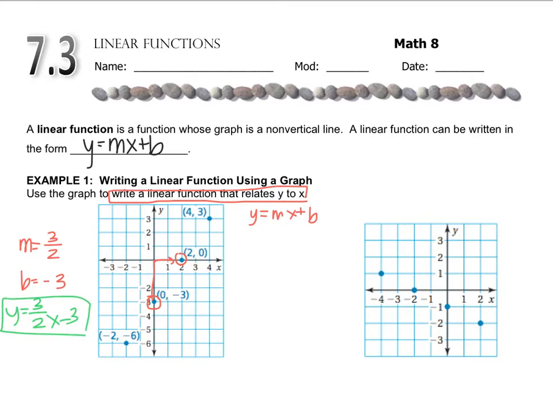I'm going to do the same thing for this next one. I'll use these 2 points. It's down 1, right 2. So that means my slope is negative 1 over 2. Remember, negative is because I went down. My y-intercept is right here at negative 1. So the equation, or the function, sorry, I got to use my fancy terminology, is y equals negative 1 half x minus 1.